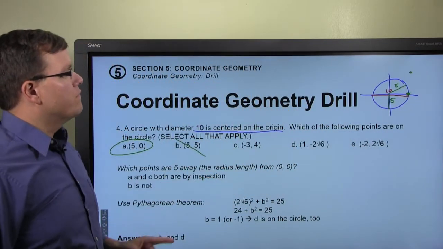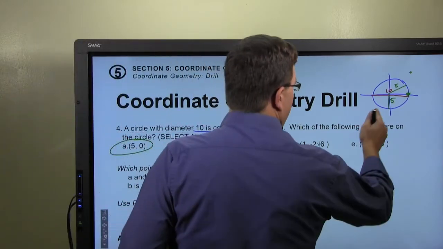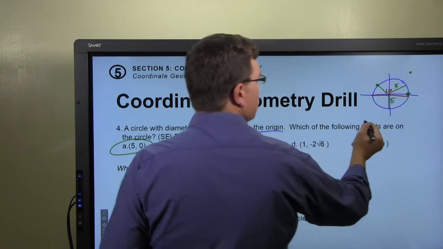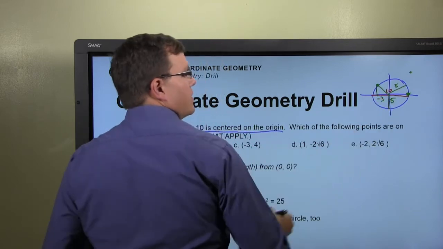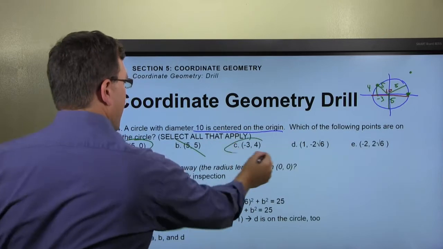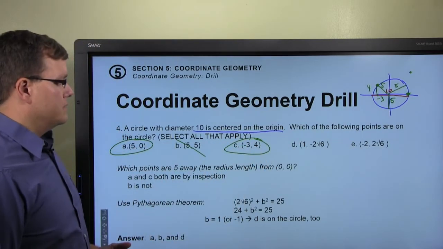That's absolutely not going to happen. And (-3, 4), yes, this will work, because (-3, 4) is going to be about there, right? Because we've got a negative 3 down here and a 4 here, leaves us with a 3, 4, 5 triangle. So that works. The question just comes down to D and E at this point.